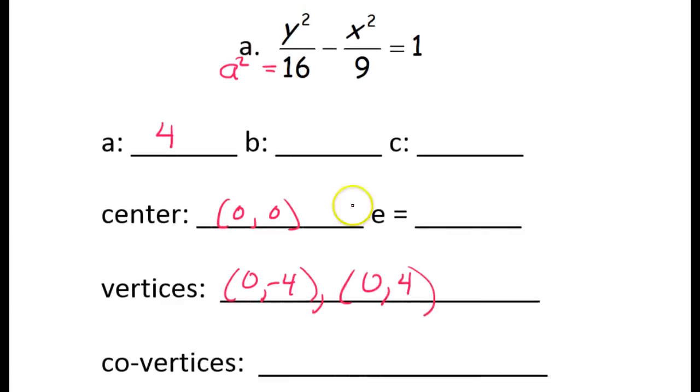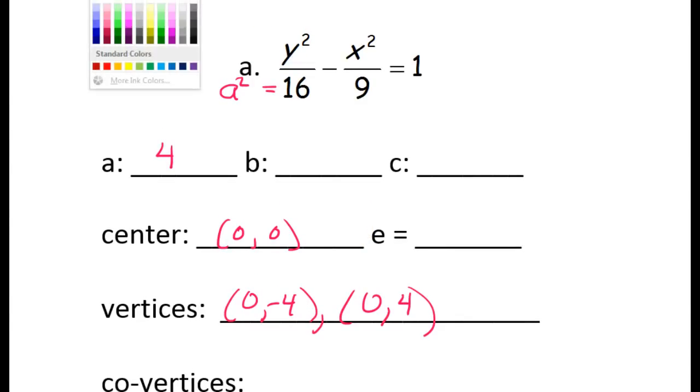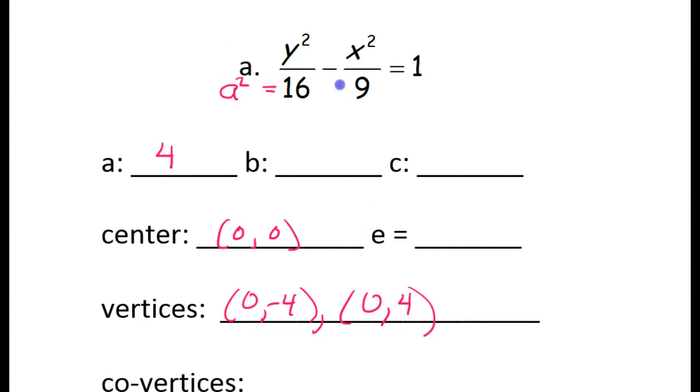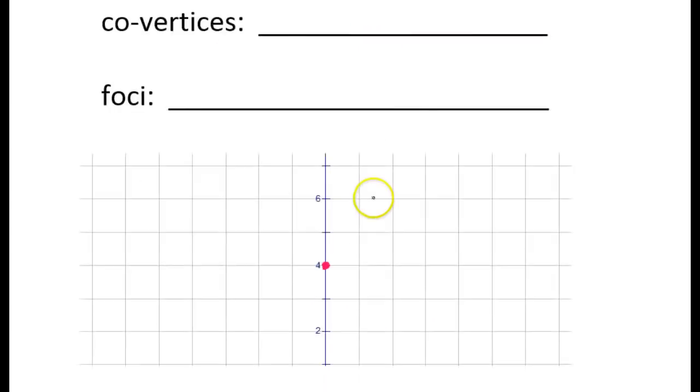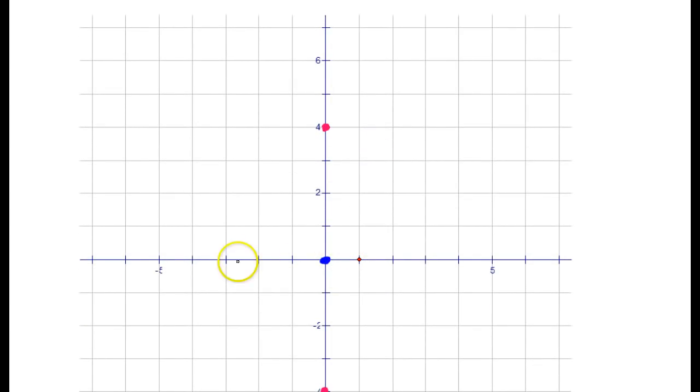Okay, how about the covertices? So the second one, the denominator of the negative term, is going to be b squared. So I know that b squared is 9. That means b is 3. Because the 9 is in the x term, I'm going to do plus or minus 3 in the x direction. So starting from the center, I will go left 3 and right 3. So these are my covertices, even though they will not actually be on the hyperbola at all. So -3, 0 and 3, 0.